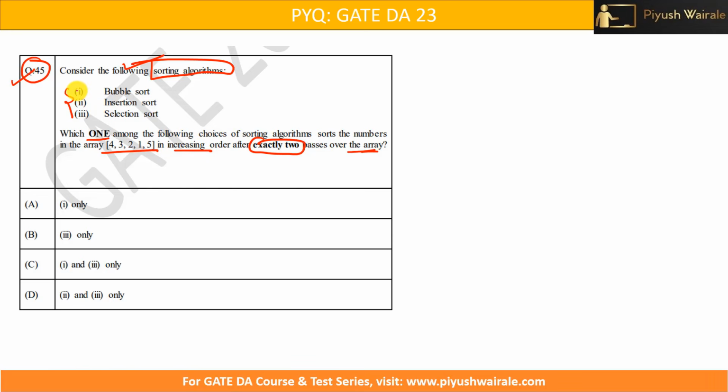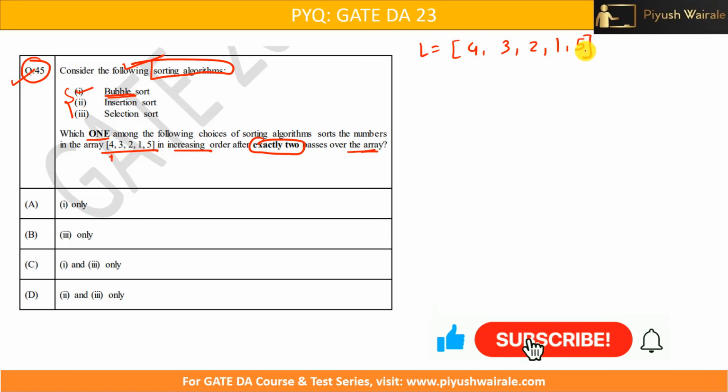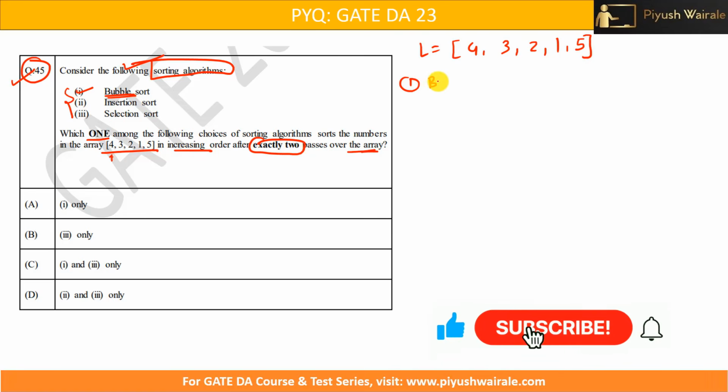First, in the case of bubble sort, how will this algorithm work? In bubble sort, we compare the first element with the adjacent element, and here you can see 4 is greater than 3. That is true, so we simply swap the elements 3 and 4. Say I have a list L, for example 4, 3, 2, 1, 5. Now first I am applying bubble sort.